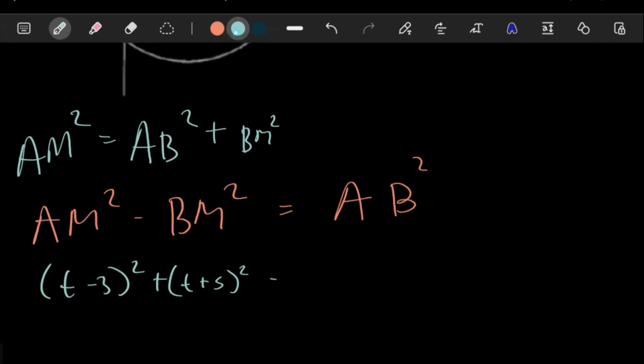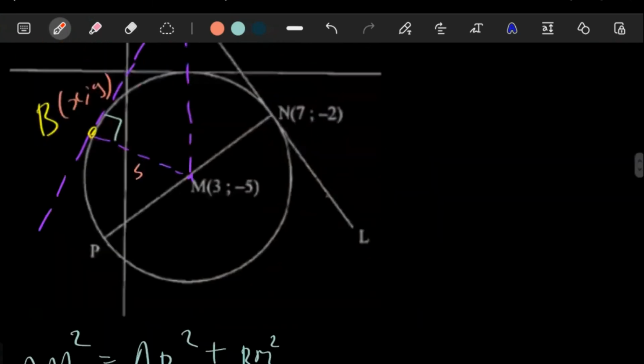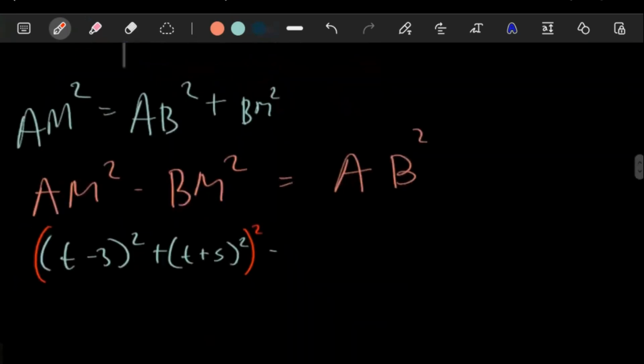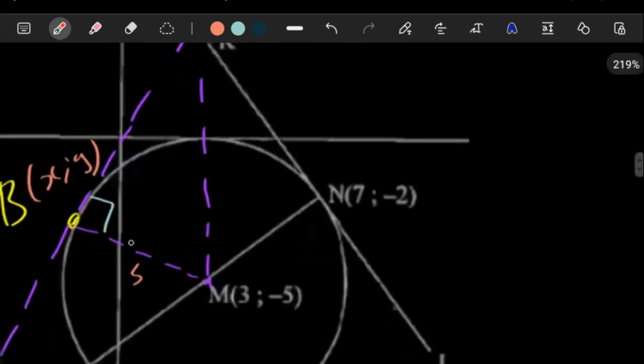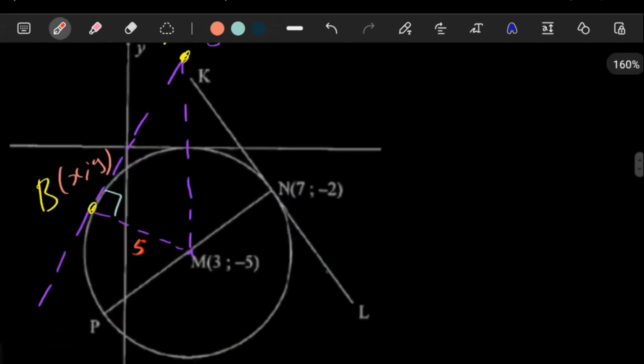And then the whole thing, remember the whole thing here, this is the value of AM. The whole thing is squared. So don't take that for granted. That's very, very important. And then, let's see. BM, what do we have for BM? BM, we have that as 5. So it's like 5 squared, minus, is equal to AB. The reason why BM is 5 is because it's just the radius of our circle.